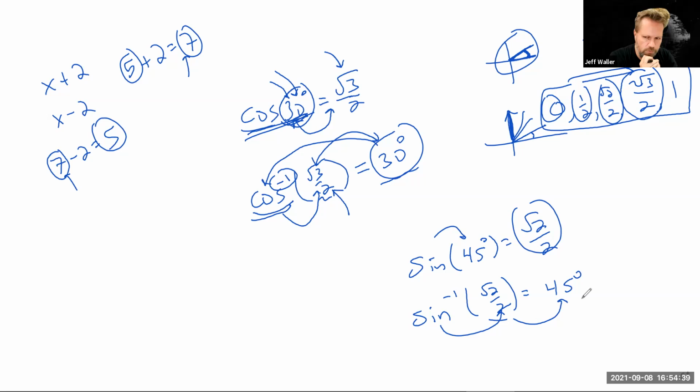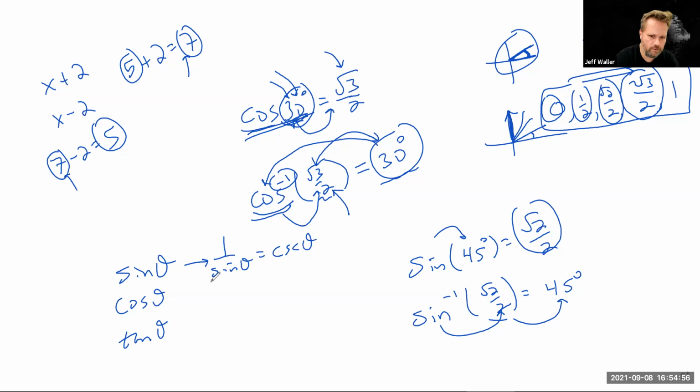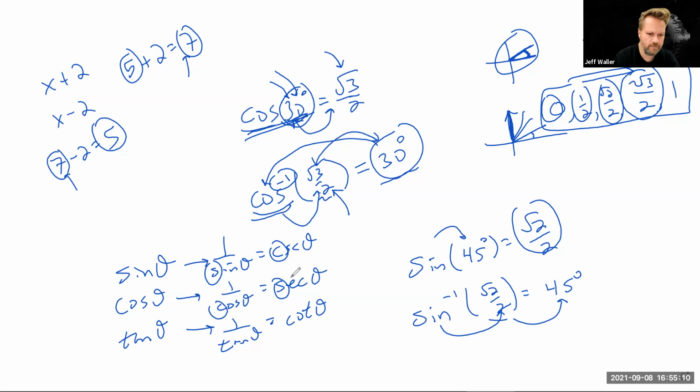Is there a reciprocal to sine? Of course. So we have sine theta, cosine theta, tangent theta. The reciprocal of sine is what we call cosecant. The reciprocal of cosine is what we call secant. The reciprocal of tangent is the easy one, just cotangent. The way I remember these is S goes to C, C goes to S. I don't know if that's going to help you.